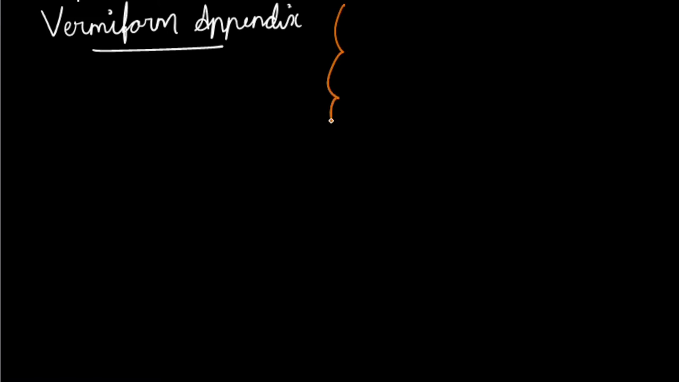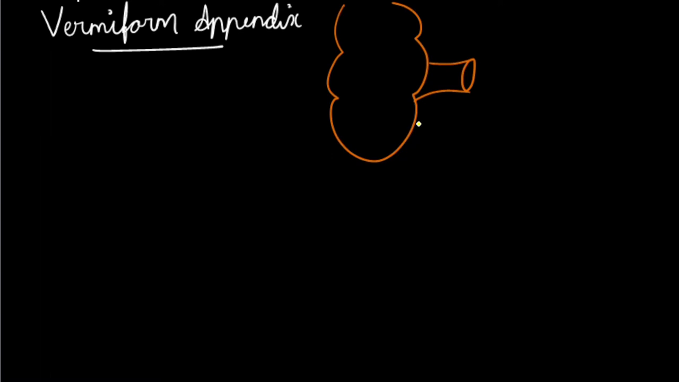We are going to discuss one of the most interesting and important topics, the vermiform appendix, as a continuation of the cecum. In the last video on the cecum, we had already discussed how the appendix arises from the cecal bud. So this is the blind sac, the cecum, and here comes the ileocecal valve, and from here our appendix will arise. Let's see the exact position of the appendix.